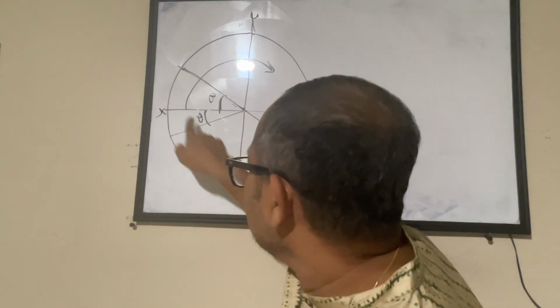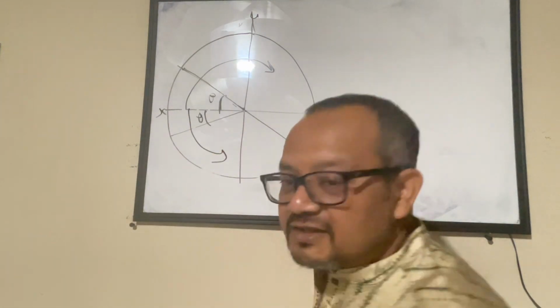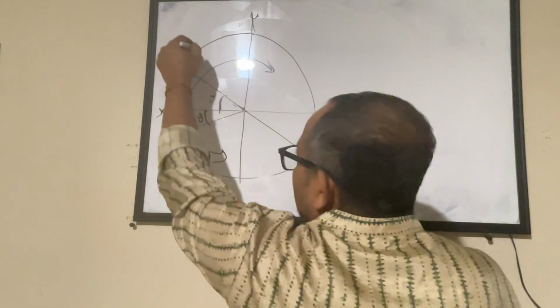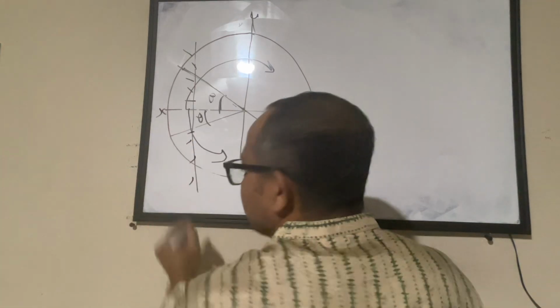1.5 pi radian, 2 pi. If you travel in this direction, then it is negative. It's like a number line. Visualize this like a number line. This side you are going is positive, this side you are going is negative.